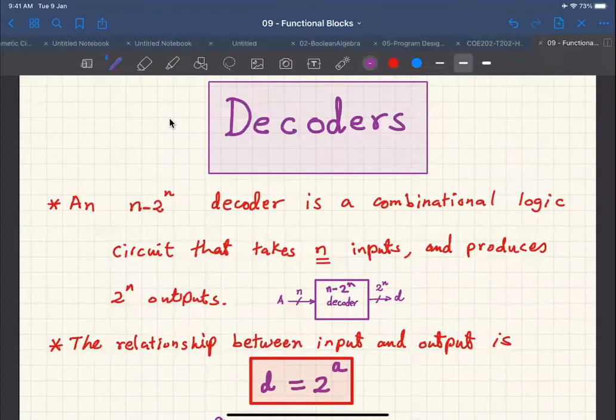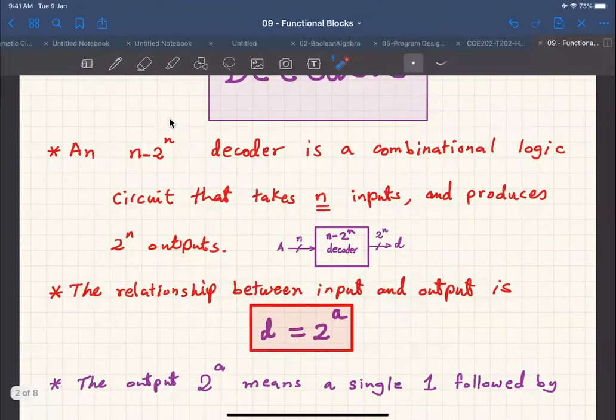So you have an N bit input and 2 to the N bit output, and there is a mapping in between. The relationship between the input and the output is defined like this: D, which is the output, is equal to 2 to the A, where A is the input. Maybe this A should have been a big case A so that they match here, but you get the idea. So if your input is little a, then your output is nothing but 2 to the a. What does 2 to the a mean? It means 1 in binary followed by a zeros. So in your output, how many ones are there? Only one. Exactly.